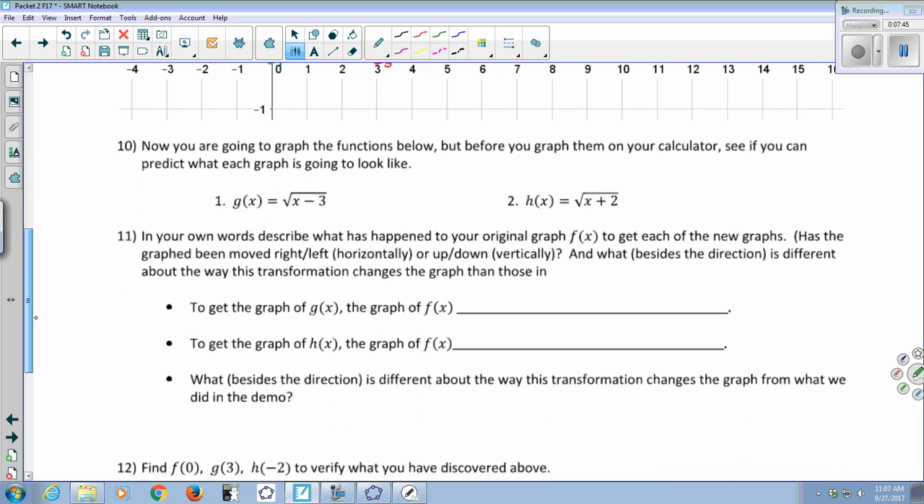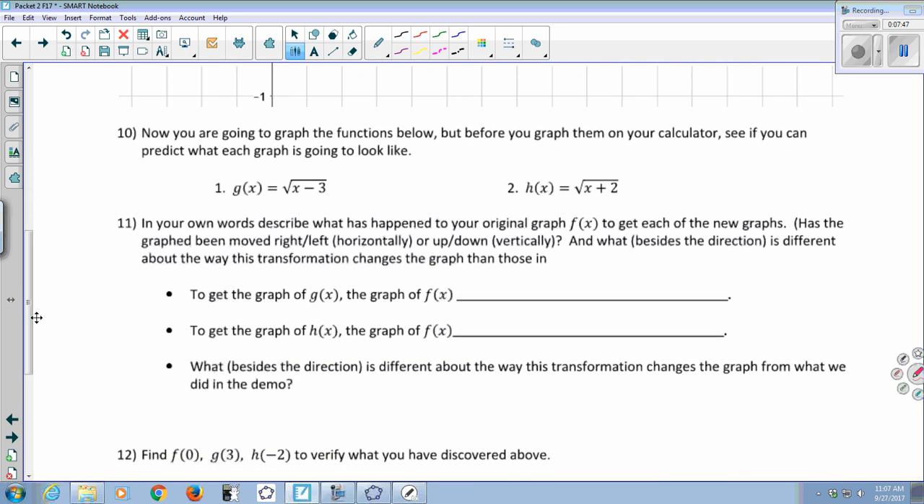All right, so for g, the graph of f shifts 3 to the right. That might be surprising, right? You might think that that minus 3 would mean you move left 3, but it turned out we moved right. It's an interesting thing to consider. We'll think about it in a minute.